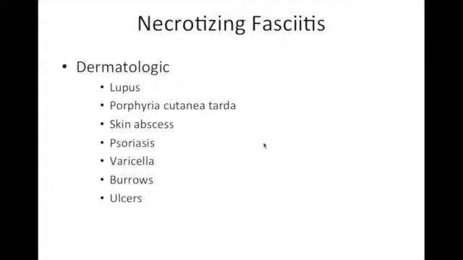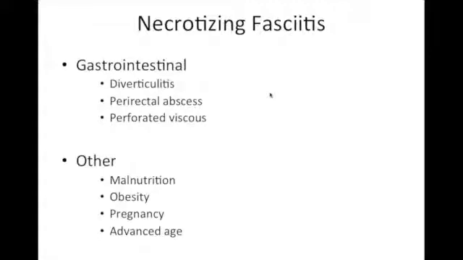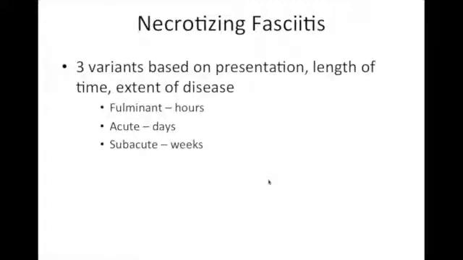Actually, she had linear IgA, I'm sorry. And she was not drug-induced, and she was on CellCept and developed it. Fortunately, she passed away. But GI associations: diverticulitis, perirectal abscesses, perforated viscus, malnutrition, obesity, pregnancy, advanced age. Clearly, these can alter immune status.